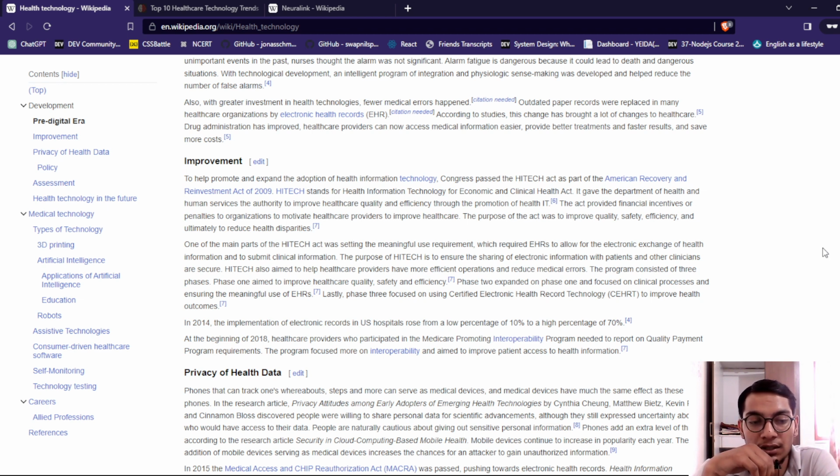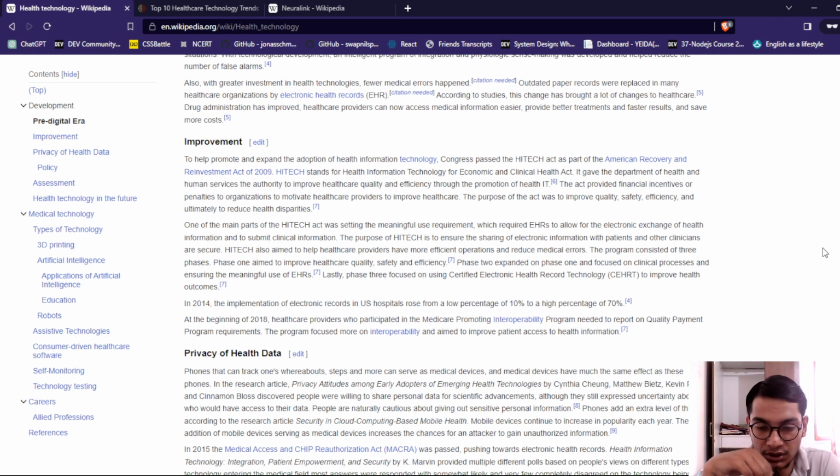In 2014, the implementation of electronic records in US hospitals rose to a high of 70%. At the beginning of 2018, healthcare providers who participate in the Medicare Promoting Interoperability Program needed to report on the Quality Payment Program requirements. The program focused more on interoperability and aimed to improve patient access to health information.